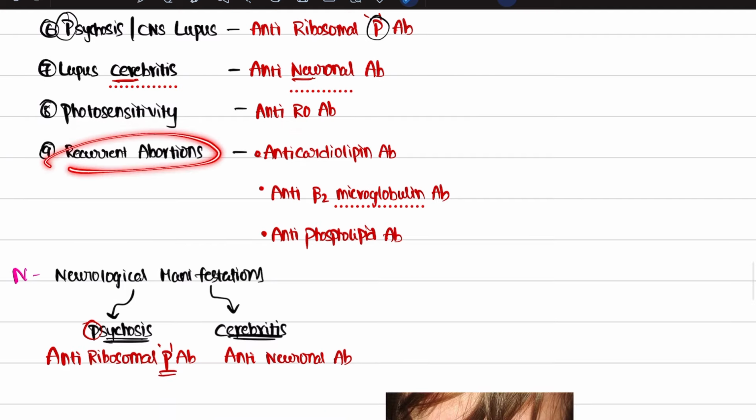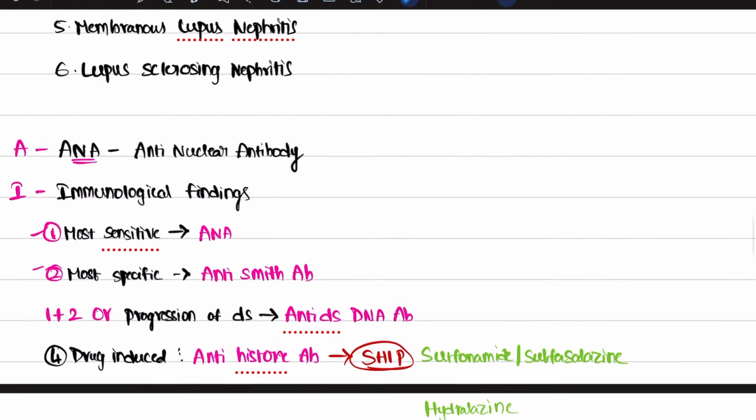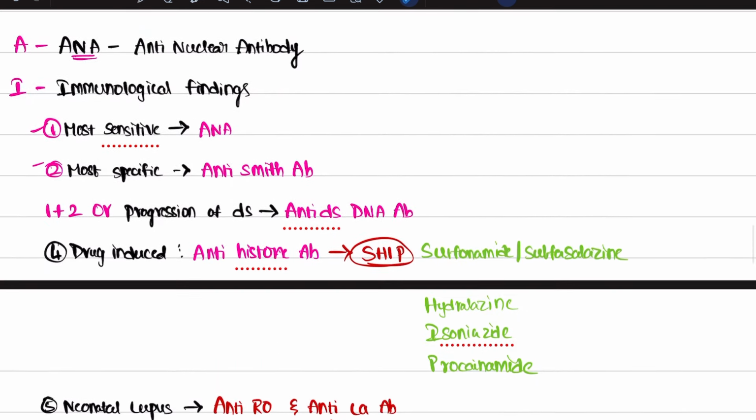And in recurrent abortions, there are 3 antibodies we are going to learn: anti-cardiolipin antibody, anti-beta-2 glycoprotein antibody, anti-phospholipid antibody. Repeat with me: anti-cardiolipin antibody, anti-beta-2 glycoprotein antibody, anti-phospholipid antibody. So again, we repeat the antibody names, because these are the most important, where the questions come from. One question comes from wire loop lesions, and next the question comes from the antibodies themselves.